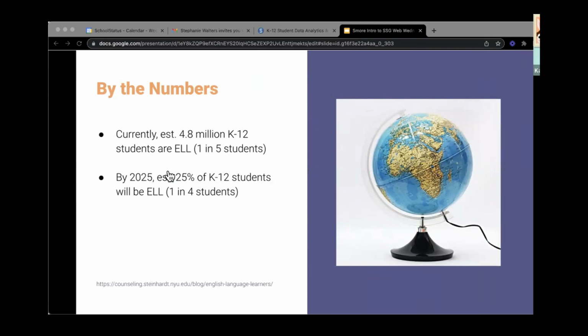The second group that requires regular digital updates is multilingual or English learner families. And in public schools today, 20% of students speak a different home language. In 3 years, that number will grow to a quarter of all K-12 public school students in the US, 1 out of every 4 students.